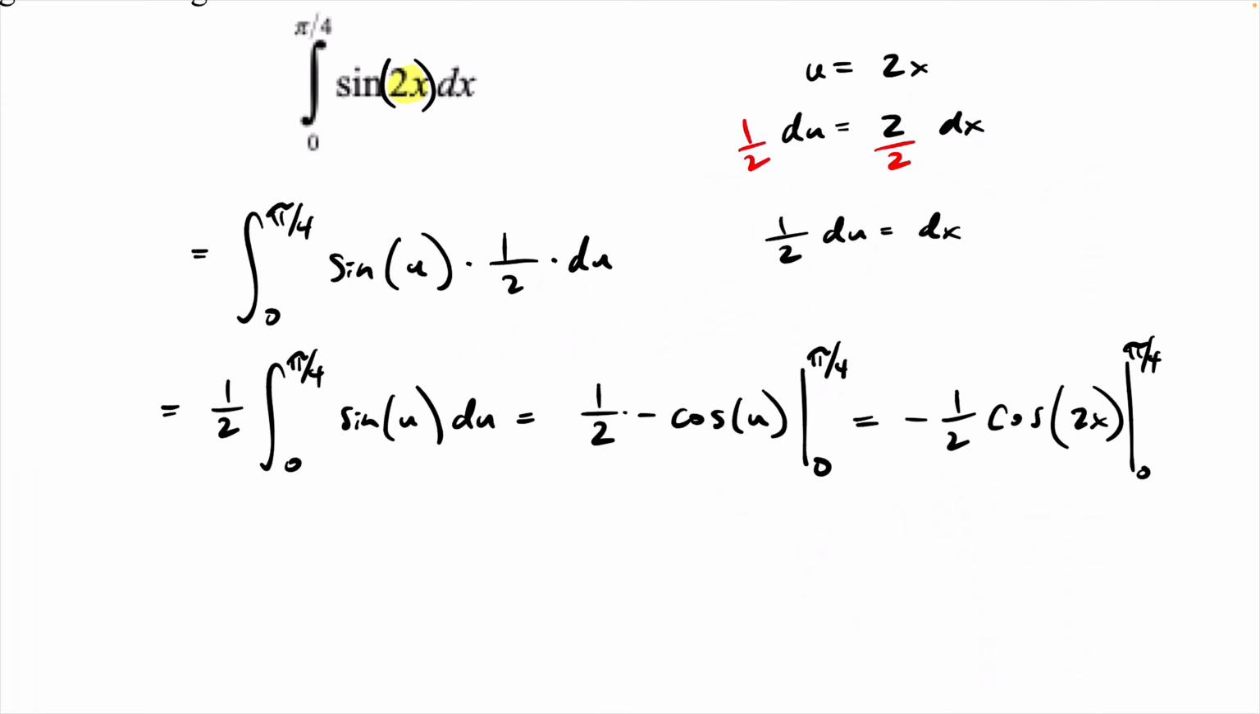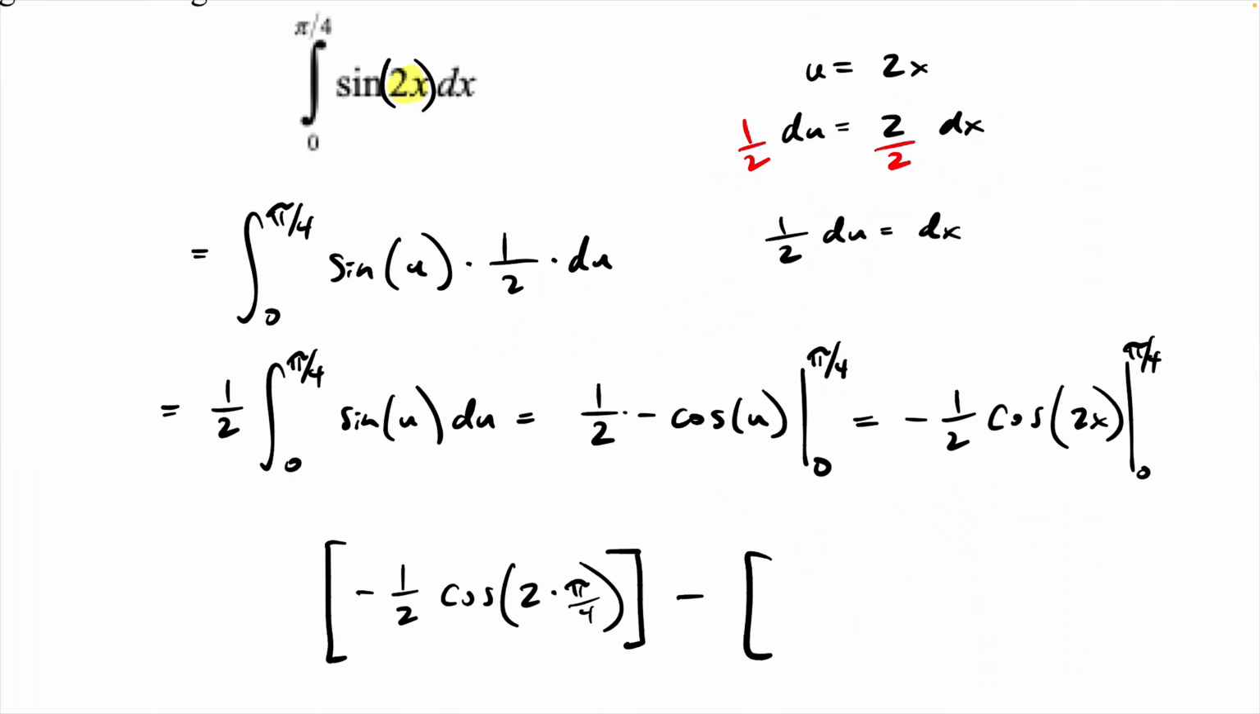Plug in pi over 4, get an answer. Plug in 0, get an answer. Subtract them. You're done. Negative 1/2 times cosine of 2 times pi over 4, minus negative 1/2 times cosine of 2 times 0.